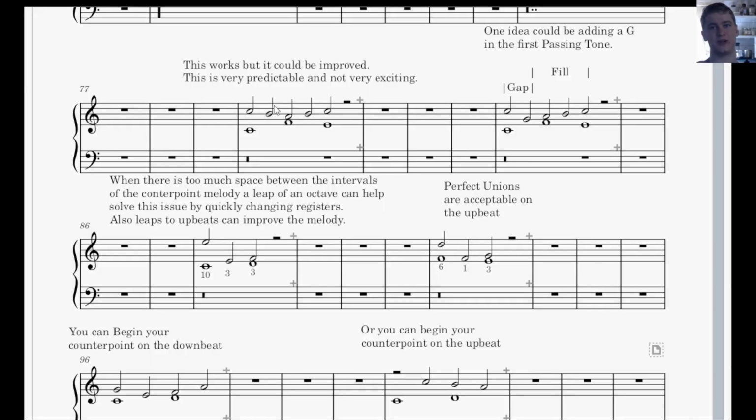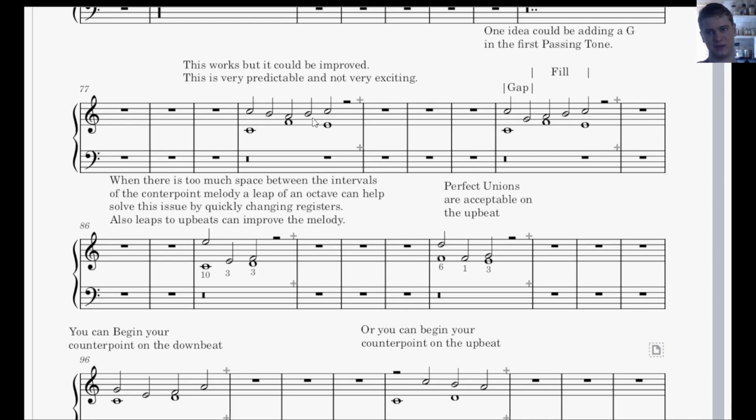Here we have some 2-to-1 counterpoint written above a melody. This totally works, but it could be improved. It's very predictable and it's not very exciting. Overall, it's a good use of stepwise motion. The melody plays 3 notes down, and then from that it plays the same 3 notes up. So that adds to the predictability and takes away from the excitement.